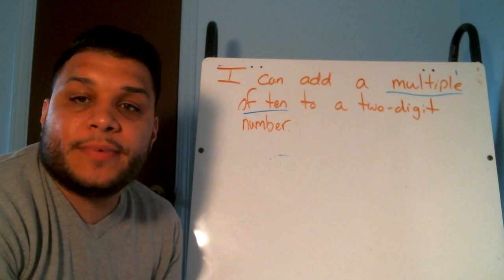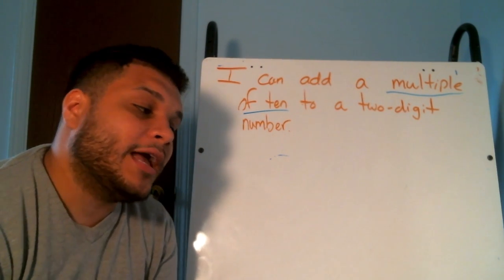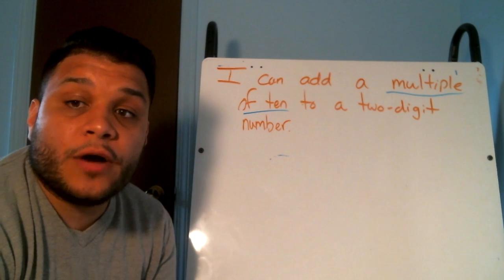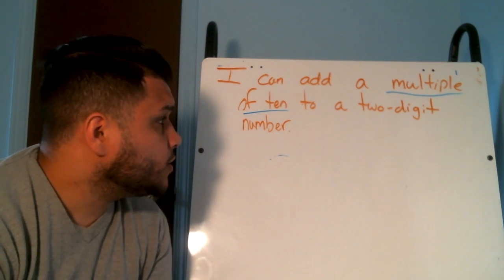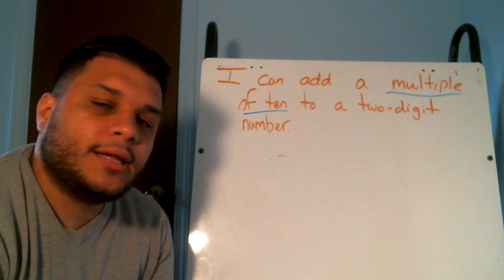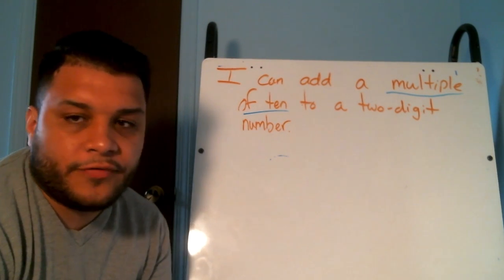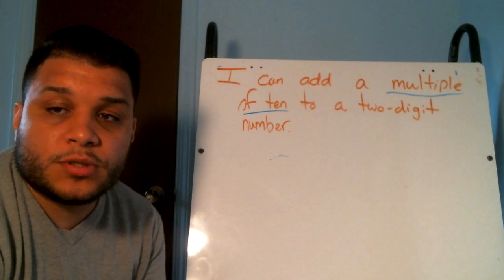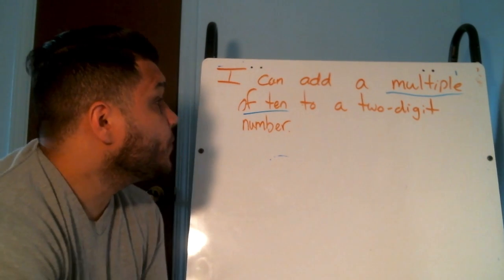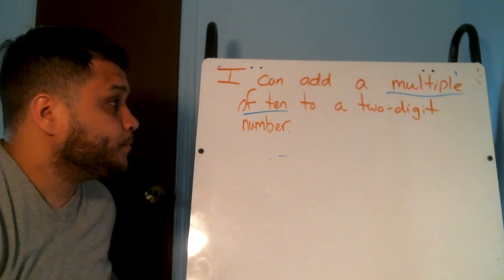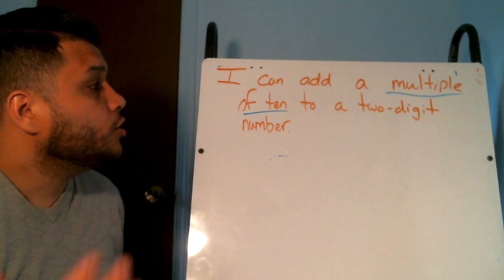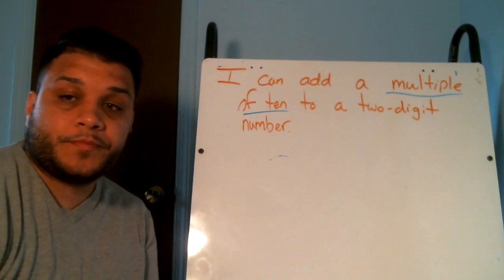I know that it has been a difficult week, but we have been able to push through and grab the concept of regrouping. So, today we're going to be working similar but a little different because we will not be doing any regrouping, but we're still going to be working with multiples of 10 and two-digit numbers. So, repeat after me. I can add a multiple of 10 to a two-digit number.